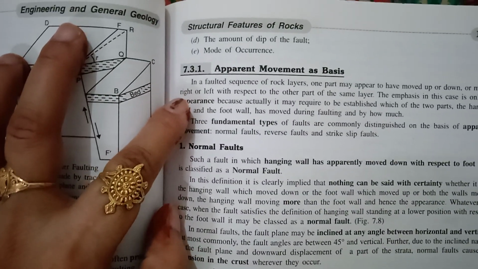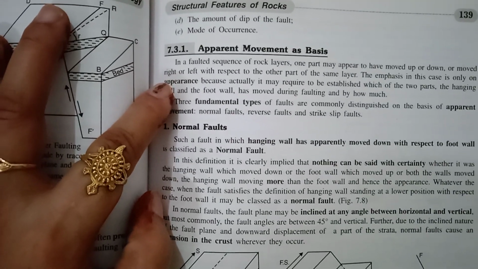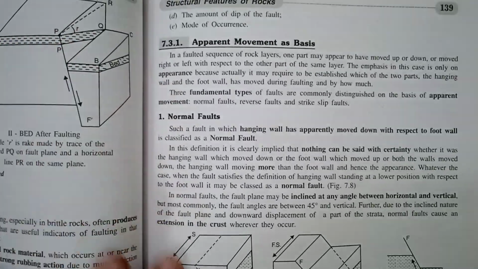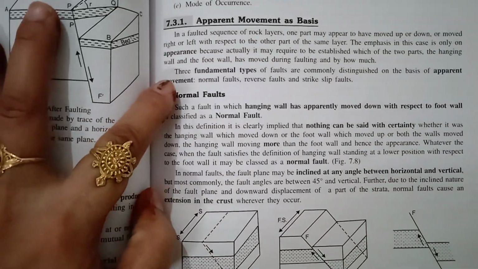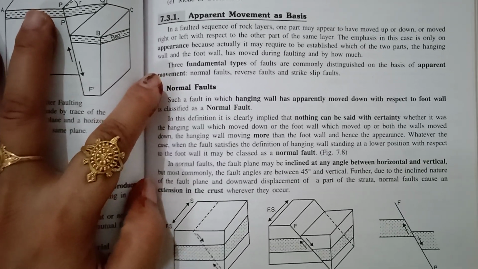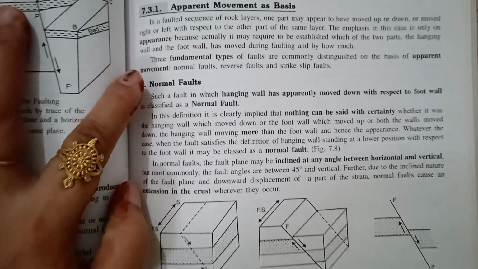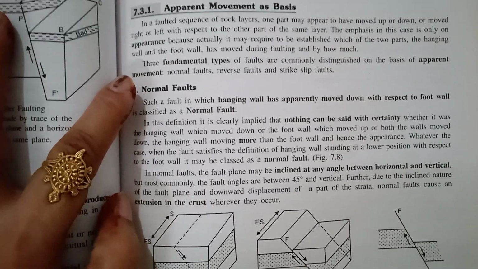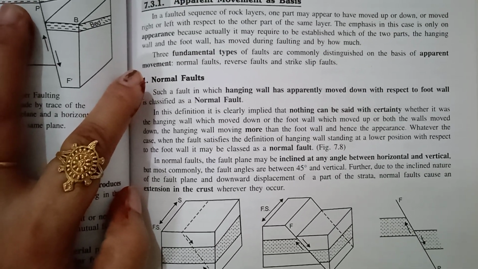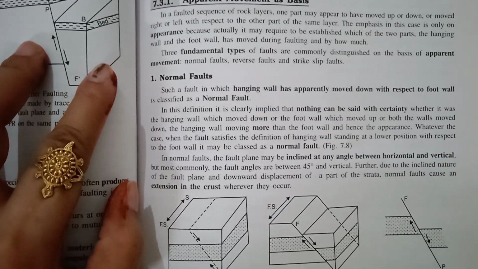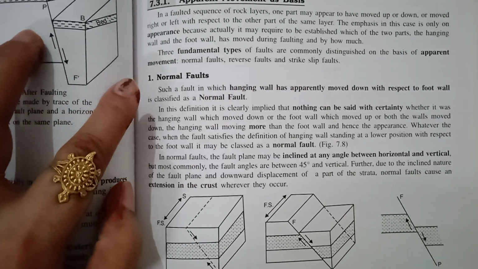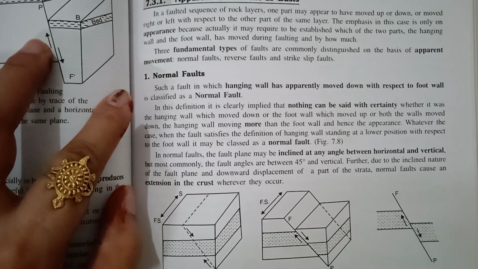In a faulted sequence of rock layers, one part may appear to have moved up or down or moved right or left with respect to the other part of the same layers. The emphasis in this case is only on appearance, because actually it may require to be established which of the two parts, the hanging wall and the foot wall, has moved during faulting, and by how much. Three fundamental types of faults are commonly distinguished on the basis of apparent movement: normal fault, reverse fault, and strike slip fault.